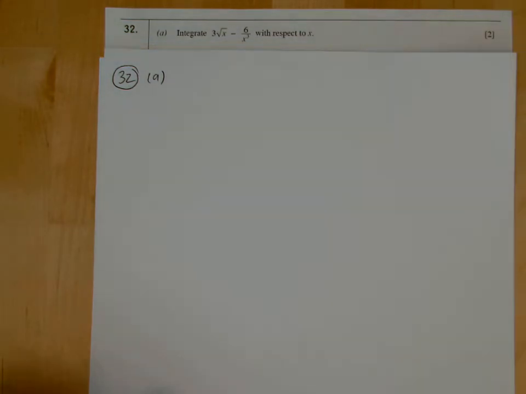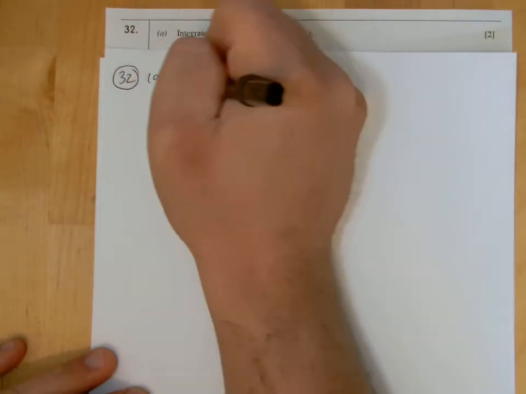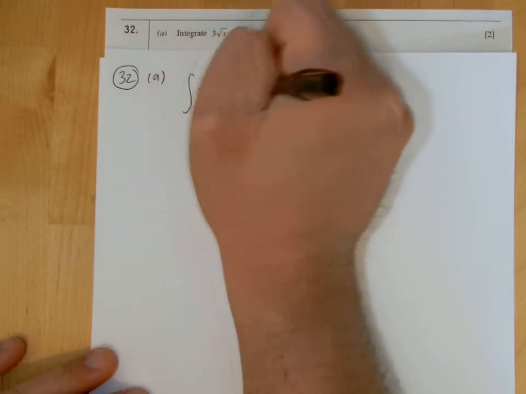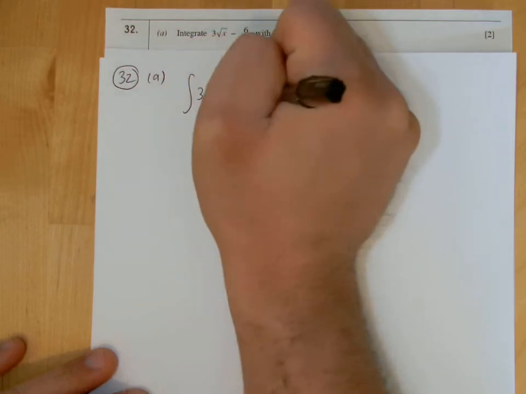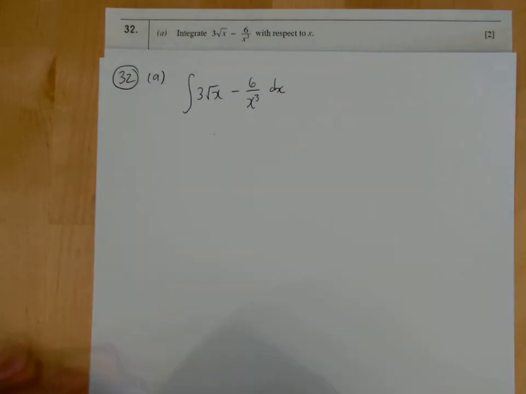Okay, so integrate this with respect to x. So remember the integral symbol like that, okay? With respect to x then, well, we need to put dx there at the end to show what we're integrating with respect to. Okay, so this is the reverse process, isn't it, of differentiation.